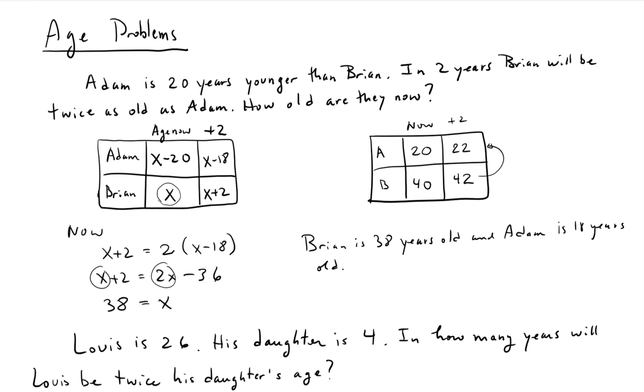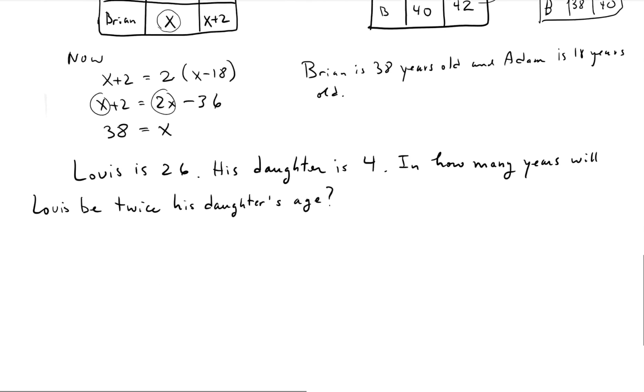Let's just verify that it works. If I fill in the box with those values, Brian is 38 right now, which means 18 years old for Adam. In 2 years, Adam is 20 and Brian is 40, and that's correct, since this is twice the value of 20. Okay, let's look at another one.